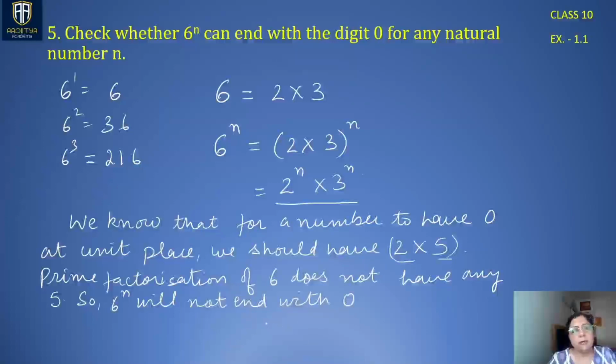Matlab, you must have seen that whenever you require 0 at the end, at least 1 zero at unit place, we should have 2 and 5. Product of 2 and 5 makes 10. So for 1 zero, we should have 2 and 5 both. But in this prime factorization, we have n times 2, but there is no 5 present. So it will never end up with 0 at unit place.